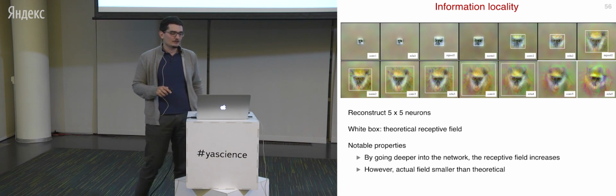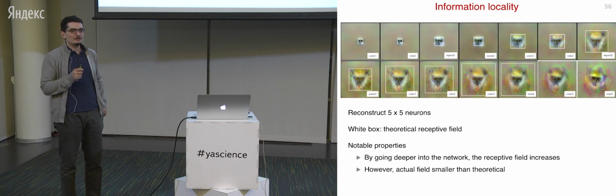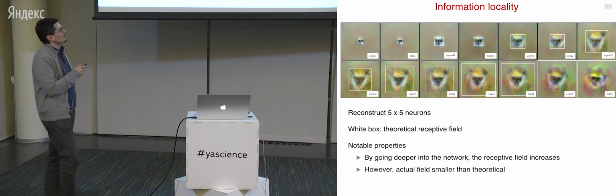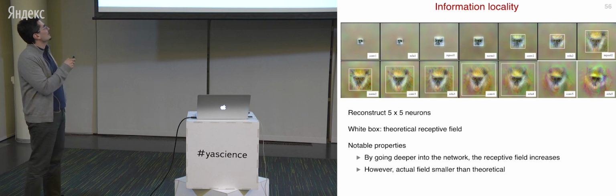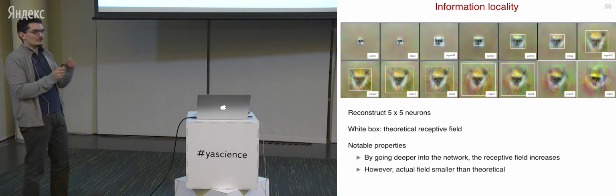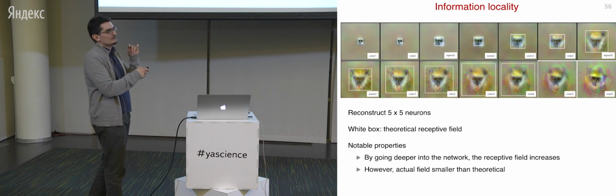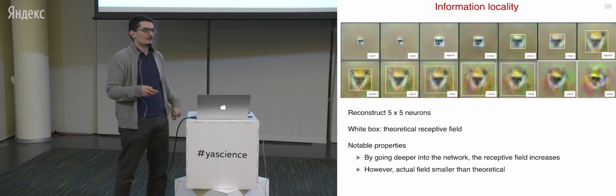Another thing you can do is study information locality. So as I said, these convolutional features are local, but how local? So here's how you can do it. You can try to reconstruct your image by just using, say, 5x5 patches of neurons. And if you do that from different levels in your architecture, you get these reconstructions. Now this means that as you go deeper in the architecture and you still look at 5x5 neurons, well, these neurons, these filter outputs, have a support which is larger and larger.